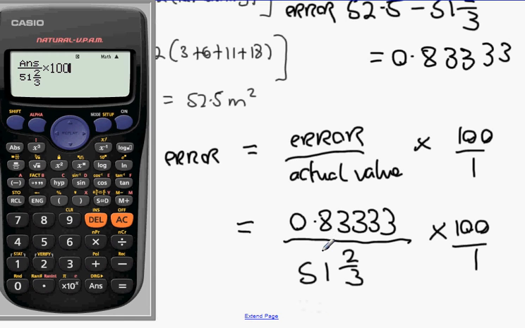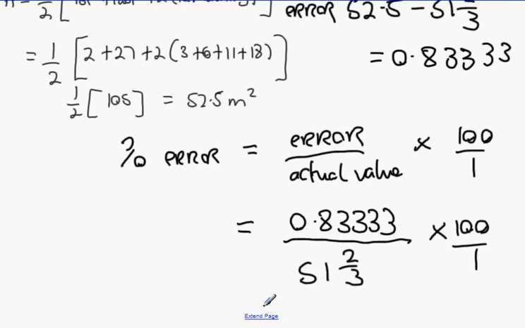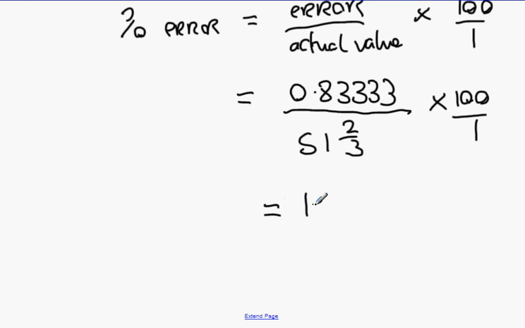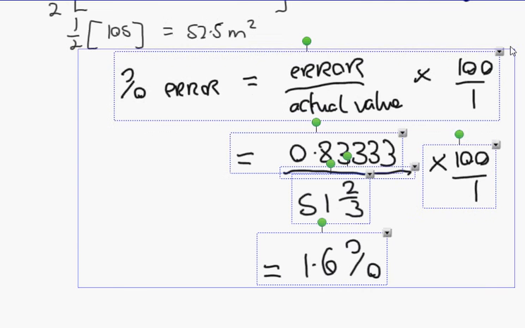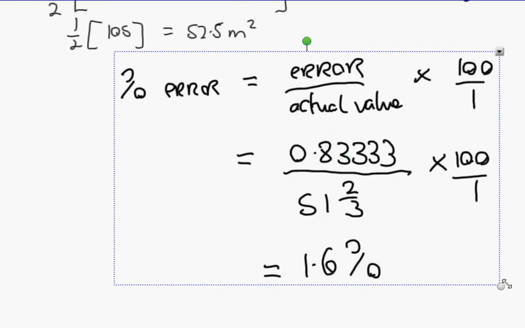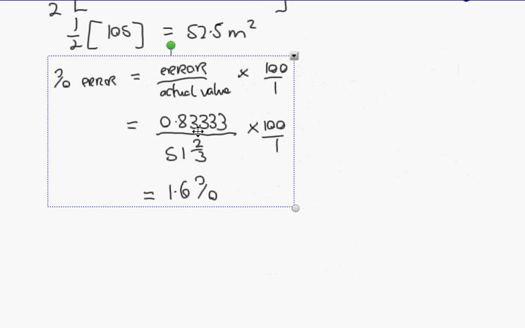Now what we get here is 50 over 31. Okay, 1.6%. So that's our error, 1.6%. Next thing. So that's our error, okay?